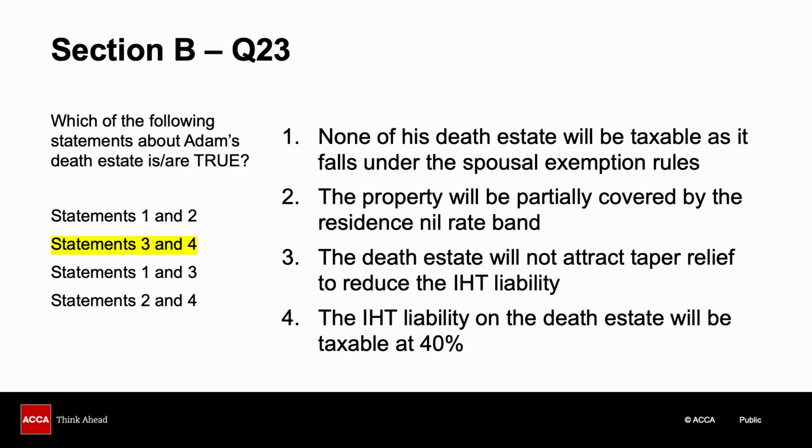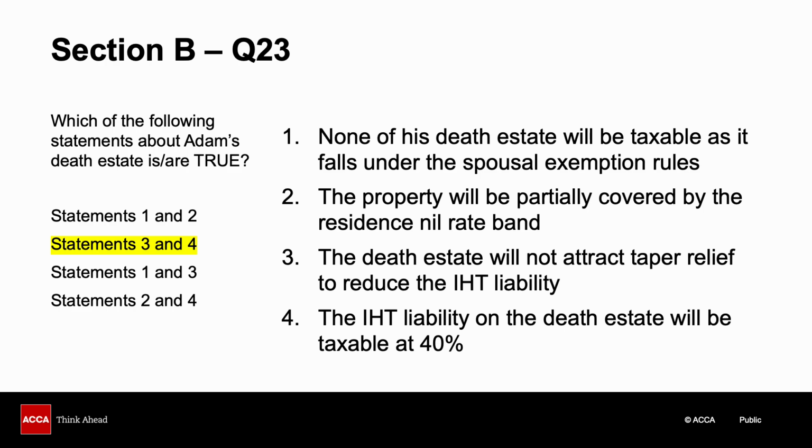Question 23 then was another narrative one, but there was more work to do here because you had 4 statements to look at and decide whether they are true or not, and then you had to look at the options available to you and figure out which pair of the 4 are correct. So we had none of his death estate is going to be taxable because it falls under the spousal exemption rule. So is that true or false?